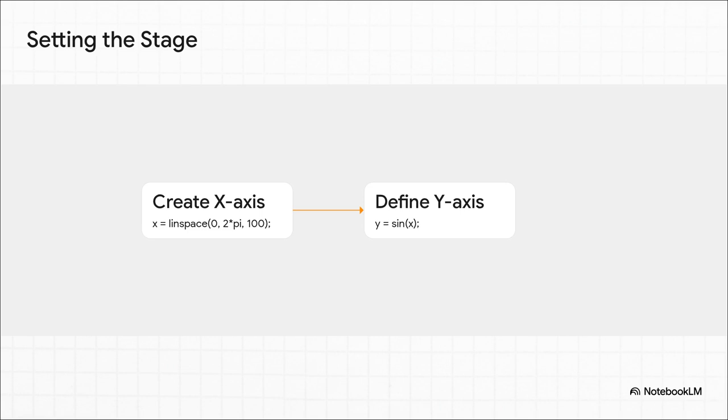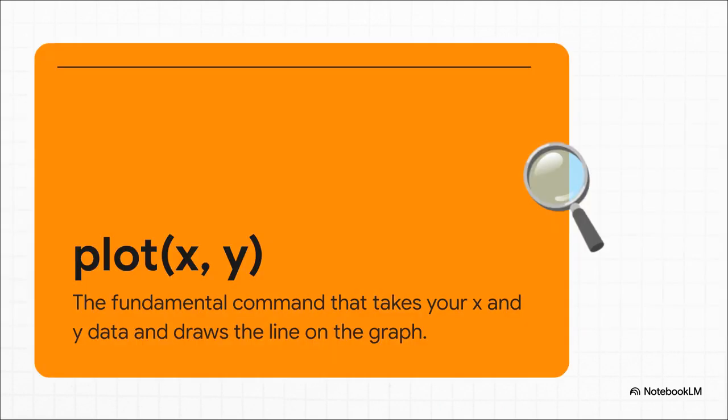Then it's simple. We just calculate our y values, which is just the sine of each of those x points. And boom, there it is, our first stroke. With just one simple command, plot x, y, Matlab takes those two columns of numbers and brings them to life. We've just made the leap from abstract data to something we can actually see.